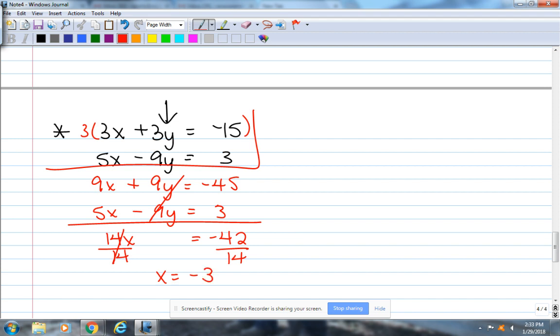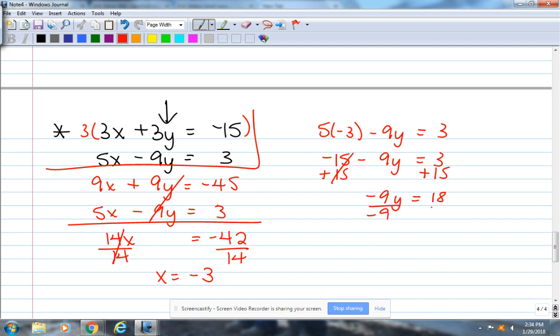And then you should plug it into one of the originals. I'm just going to do the bottom. 5 times negative 3 minus 9y equals 3. Negative 15 minus 9y equals 3. I'm adding 15 to both sides. Negative 9y equals 18. Divide by negative 9, and y equals negative 2. If you plugged it into the top one, you should have got negative 2 also, even if your work looks different right here. Our work might look different from each other, just depending on where we plug stuff in. So raise your hand if you got the ordered pair negative 3, negative 2.